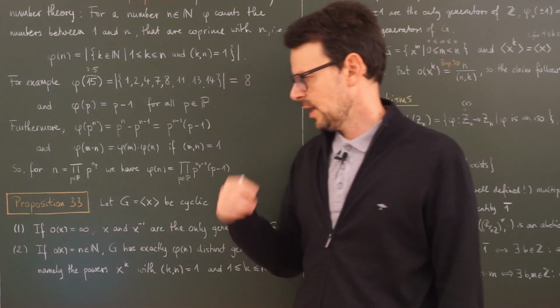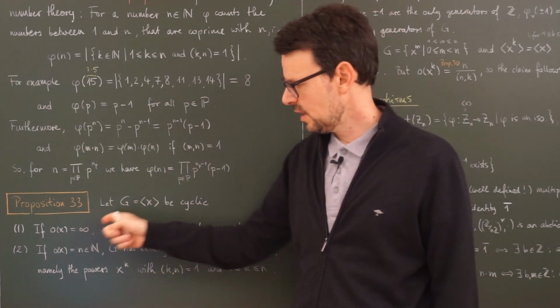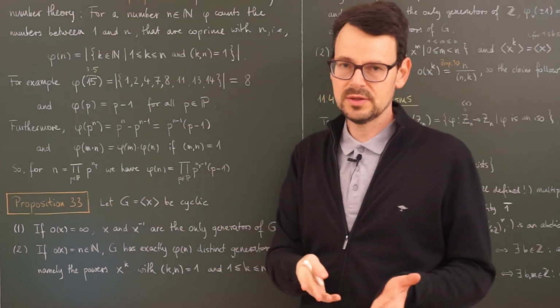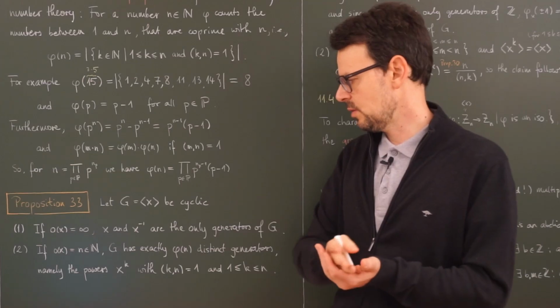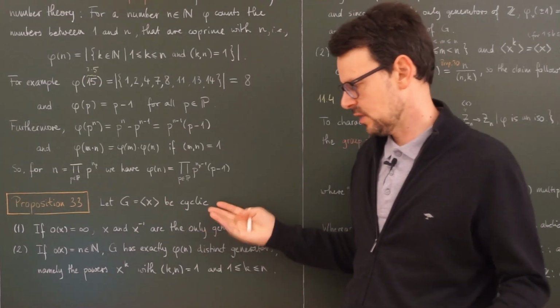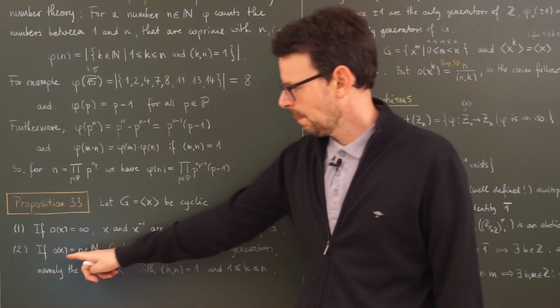And if you have proposition 32 in mind, you remember that in this case G is isomorphic to the integers. And the integers, of course, have only two generators, namely 1 and minus 1. This is essentially the proof for this statement that we are going to look at in a minute.